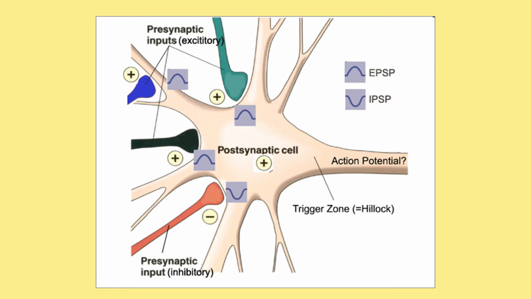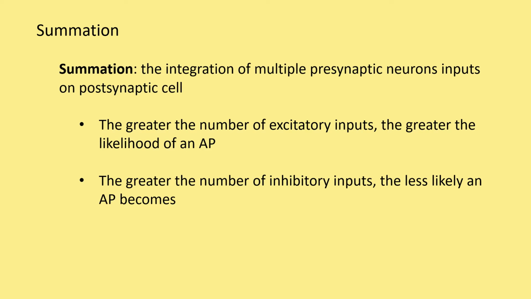And then notice on the right where it says action potential, question mark, that question mark reflects that we don't know if the postsynaptic cell is going to generate an action potential at that trigger zone. It depends on whether or not that trigger zone reaches threshold. So we are talking about summation. Summation is the integration of multiple presynaptic neuron inputs on a postsynaptic cell. So that postsynaptic cell will combine all of the presynaptic inputs. And the greater the number of excitatory inputs, the greater the likelihood of an action potential. The greater the number of inhibitory inputs, the less likely an action potential becomes.